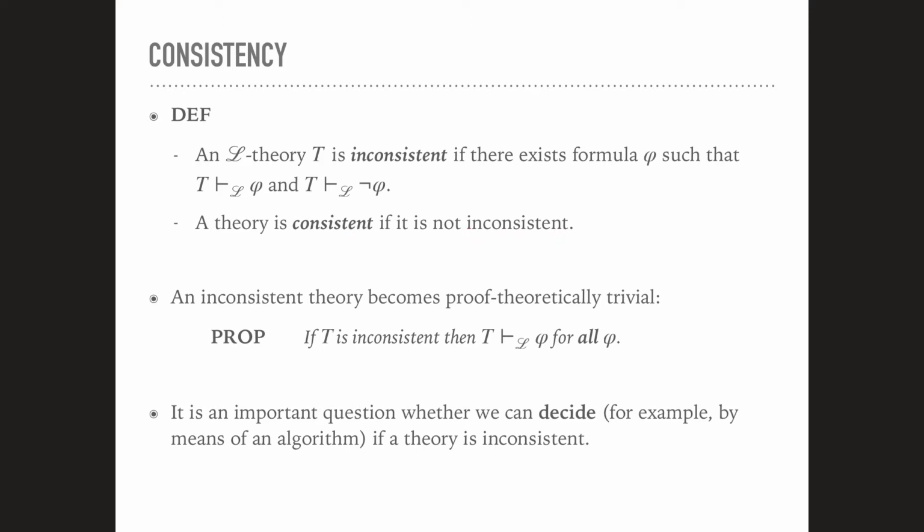And it turns out that if you prove one contradiction, so if you have one inconsistency in one formula, you actually become proof theoretically trivial, in the sense that if a theory is inconsistent, then you prove everything. So T formally proves phi for all phi. As usual, try to see if you can prove this yourself. Take a few minutes and see if you can come up with a proof.